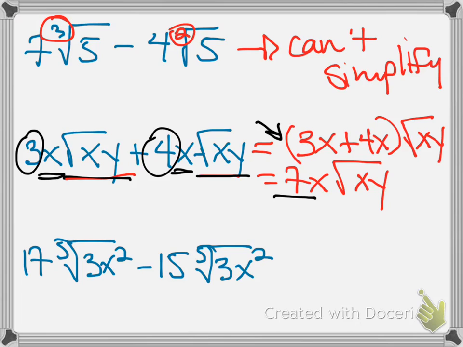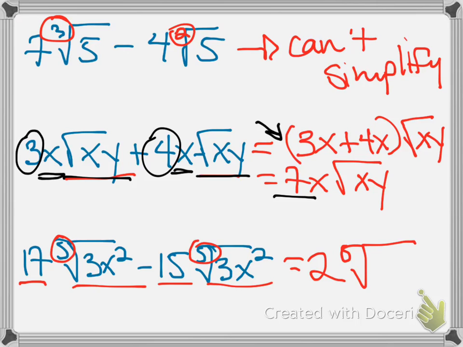Alright, last example. Here we've got 17 times the 5th root of 3x squared minus 15 times the 5th root of 3x squared. Because both of the indices are the same and both of the radicands are the same, again, we can combine, or simplify, these two radical expressions. If we have 17 of them and we're subtracting 15 of them, then this is just 2 times the 5th root of 3x squared. Simple as that.